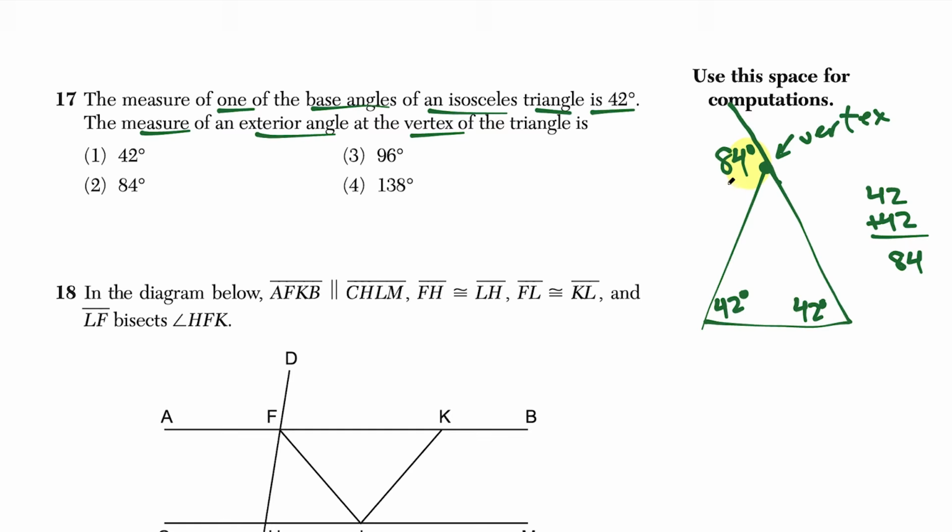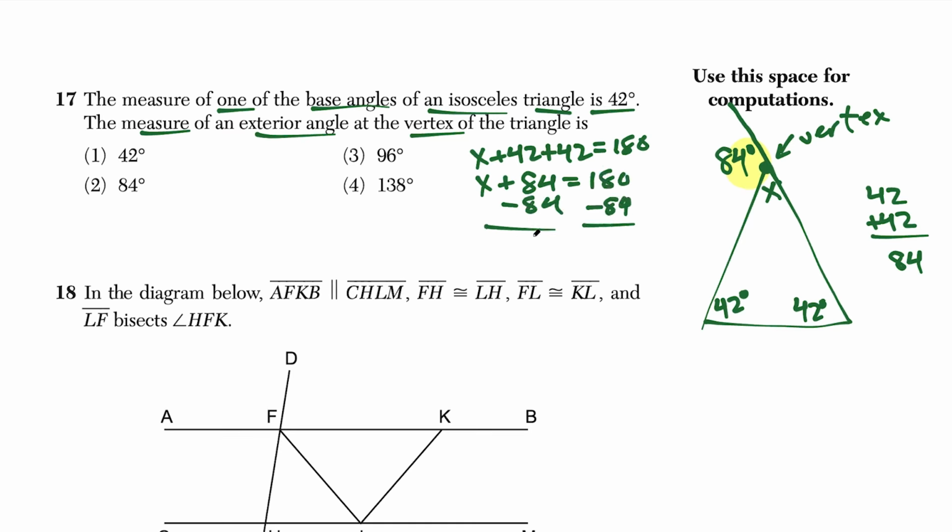Now, if I want to do this a different way, let's say I forgot the exterior angles theorem, then I could just call this x for now, and I could say x plus 42 plus 42 equals 180, because we have three angles inside of a triangle, and they always add up to 180 when we're in two dimensions. So we have x plus 84 equals 180, and then subtract 84 on both sides, and that tells you the value of x. The value of x is equal to, that's going to give us 96.